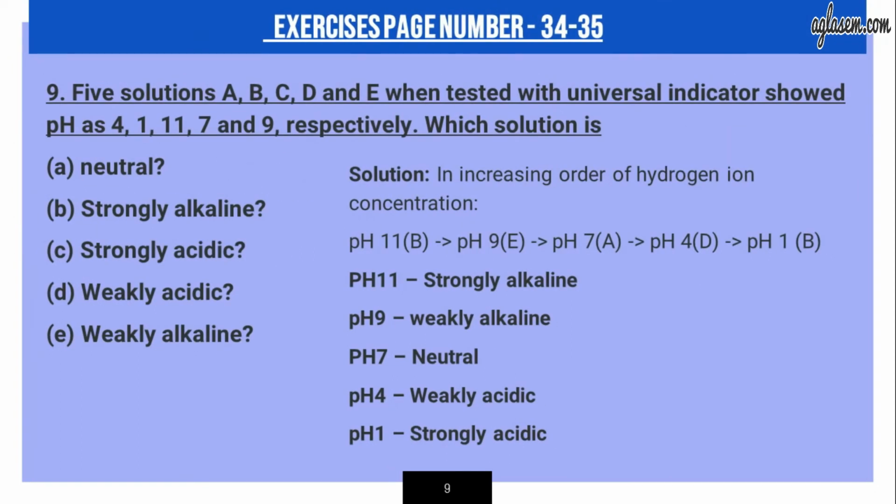Moving to the next, question number 9, which says, 5 solutions A, B, C, D and E when tested with universal indicators showed pH as 4, 1, 11, 7 and 9 respectively. Which solution is which? So the solution for the same is, in increasing order of the hydrogen ion concentration, pH 11 is C, pH 9 is E, pH 7 is A, pH 4 is D, pH 1 is B. So here pH 11 is strongly alkaline, pH 9 is weakly alkaline, pH 7 is neutral, pH 4 is weakly acidic, pH 1 is strongly acidic.